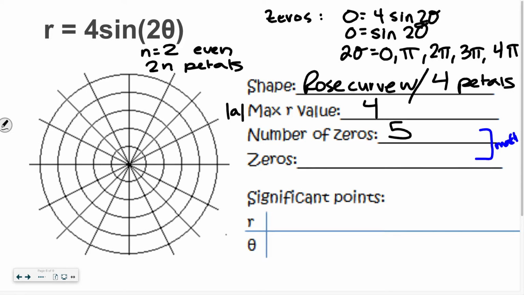Are those the angles that I write on the line? No, because I still have to divide by 2. So divide by 2. So the zeros are 0, pi halves, pi, 3 pi halves, and 2 pi.